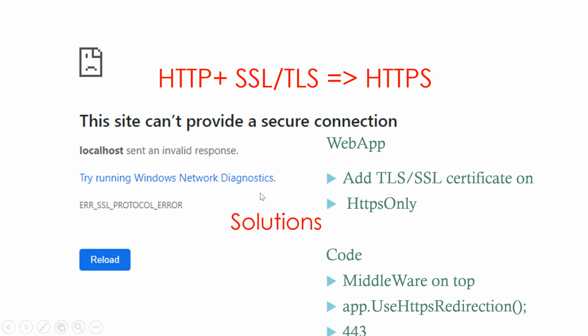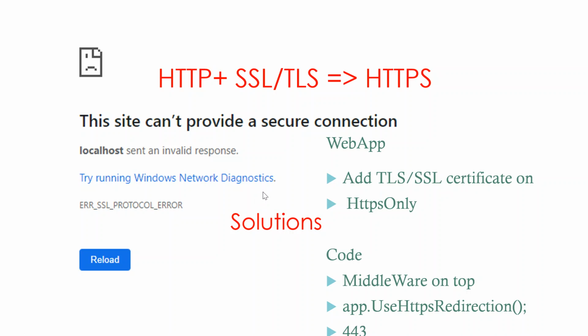Hi. One of the basic concerns in web development is when you have a website and users are not able to open it properly, or they are getting an alert message like "the site can't provide a secure connection" with a red, blue, or whatever alert it shows. So how to fix this?